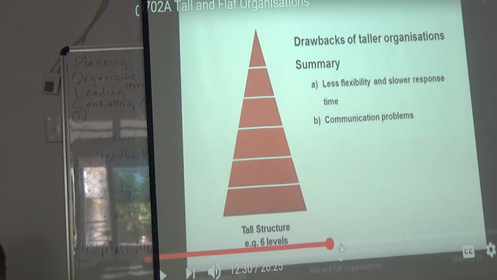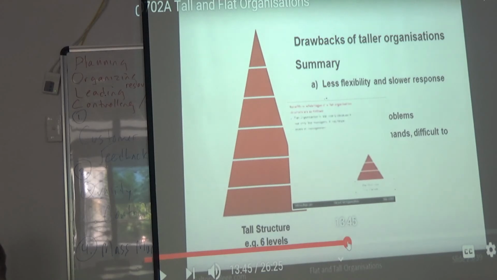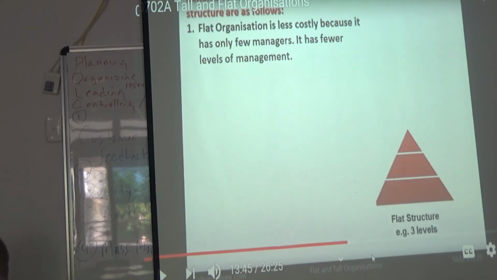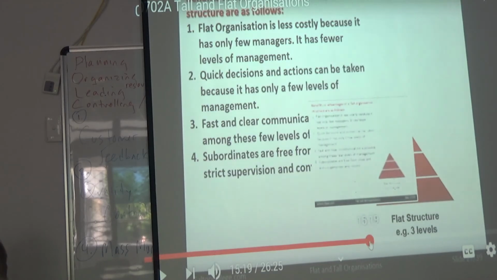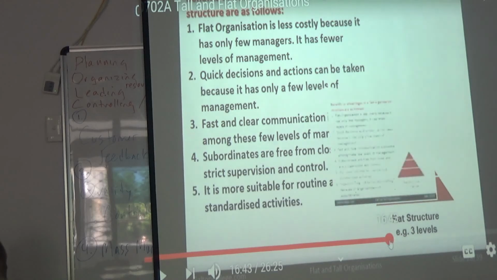Isn't that the same thing as disadvantages? We just saw this. So, flat structures, what do they offer in terms of benefits?